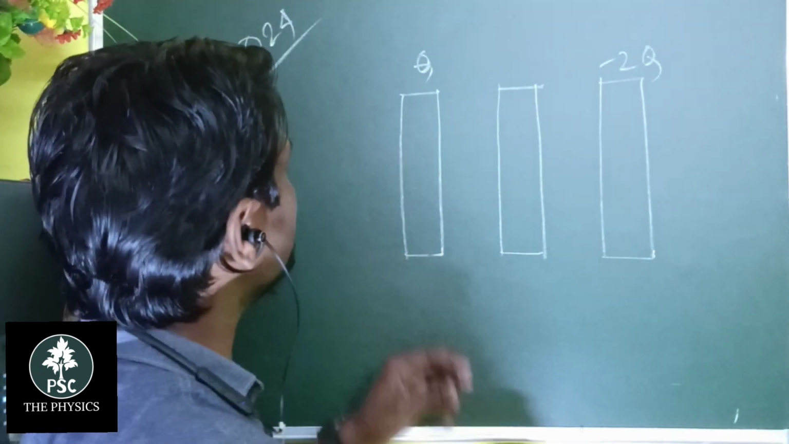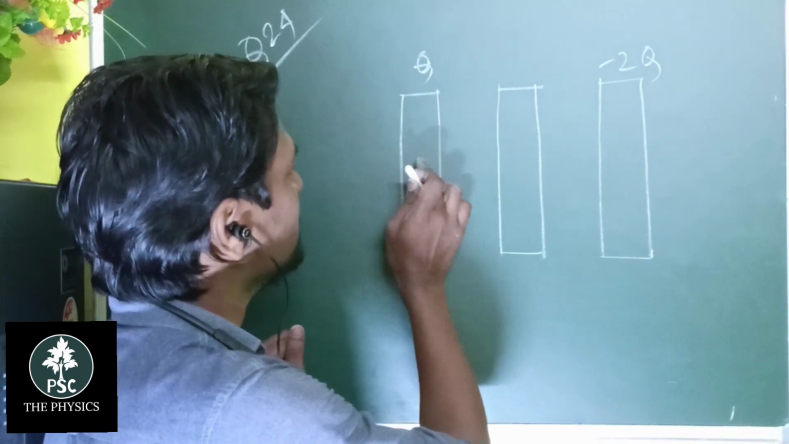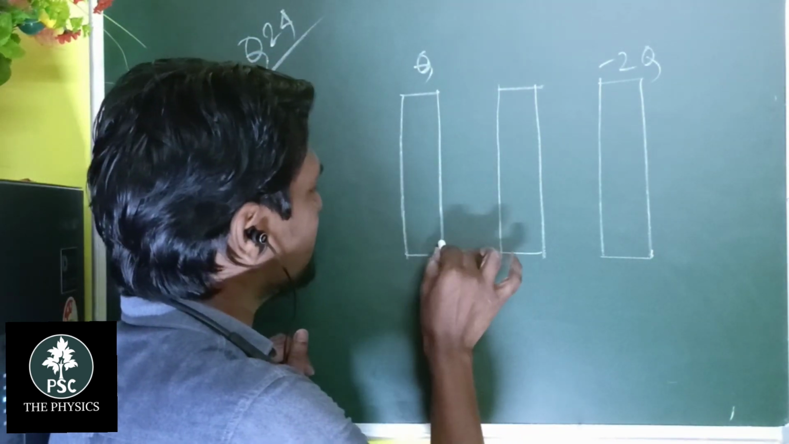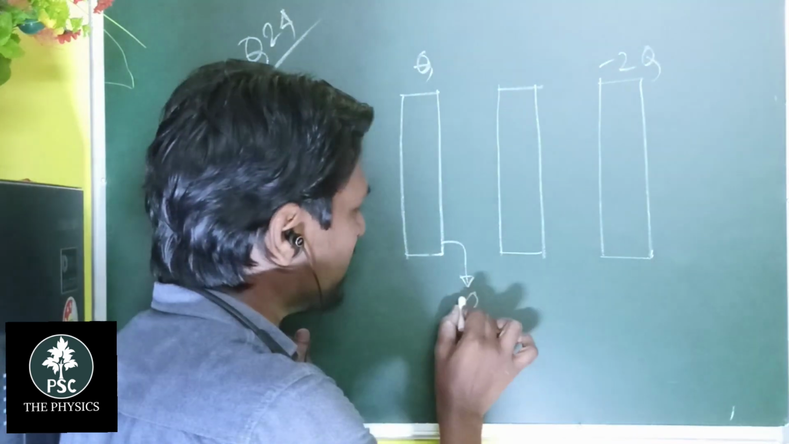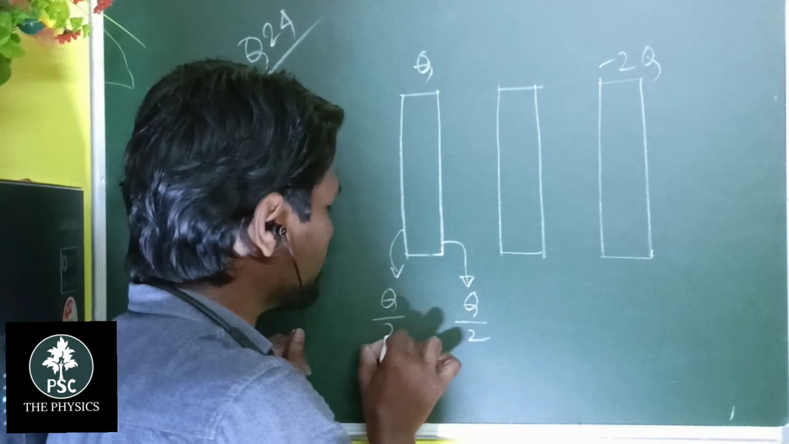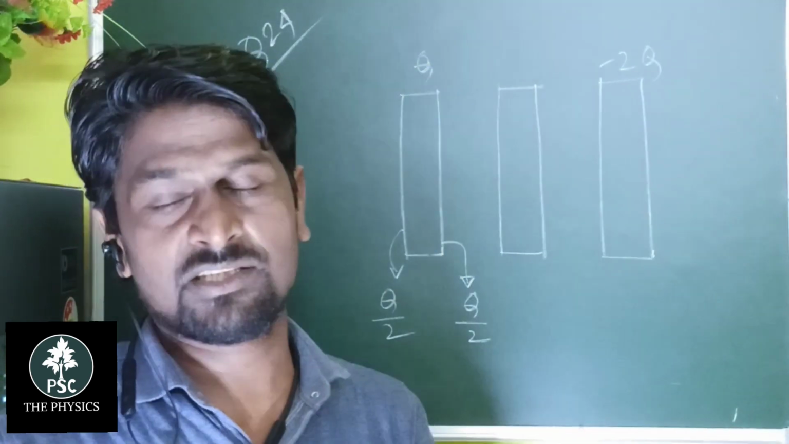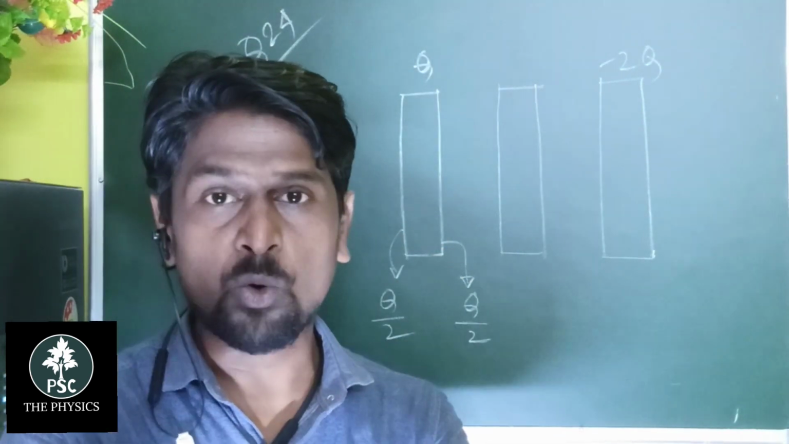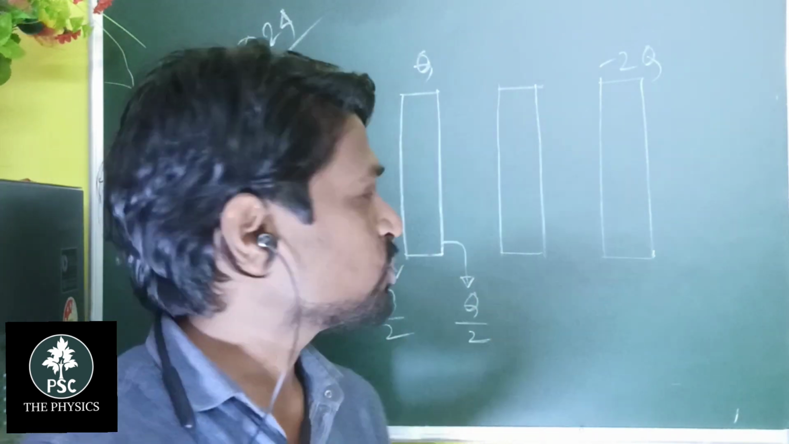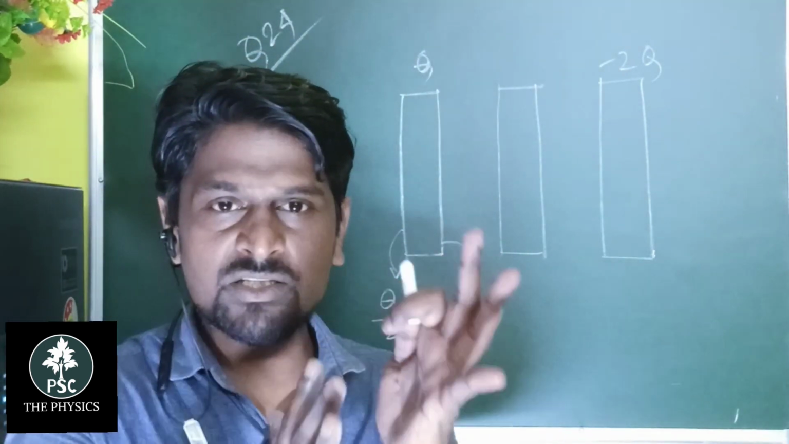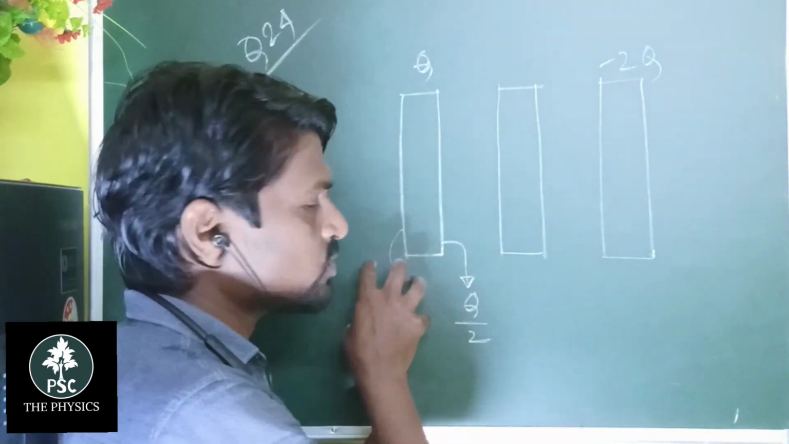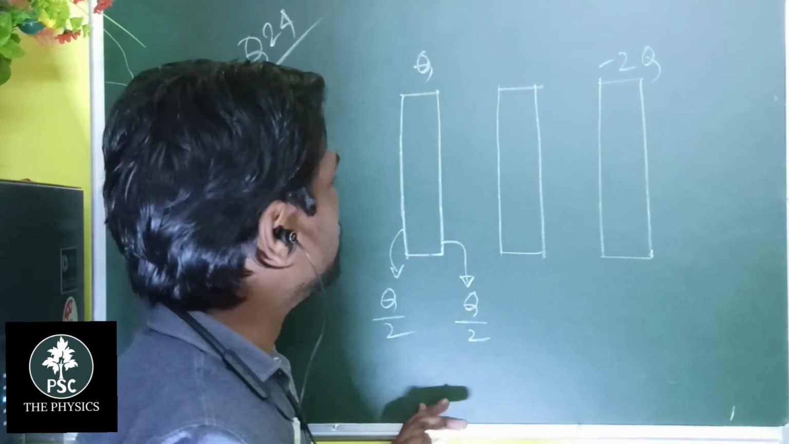Okay, so this is Q. Since this is a plate, students, you can easily think that this surface contains Q by 2 and this surface contains Q by 2. Since a plate is a conductor, charge always resides on the outer surface and is uniformly distributed. So when Q is uniformly distributed over the surface, this is Q by 2 and this is also Q by 2.